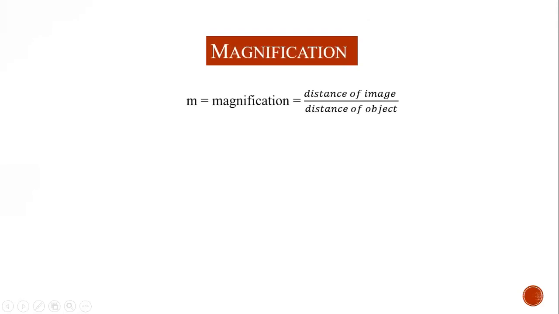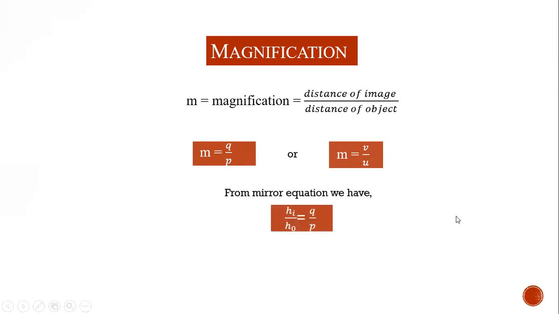Now the second relation is magnification. Magnification is the ratio of the distance of the image from the pole of the mirror to the distance of the object from the pole of the mirror. Mathematically, it is represented by M, that is, Q the image distance over P the object distance. Or similarly, Q can be represented by V and P by U. So this is the relation for magnification. And from the mirror equation we have this relation also: the ratio of image height to object height is equal to the ratio of the image distance from the mirror to the object distance from the pole of the mirror.